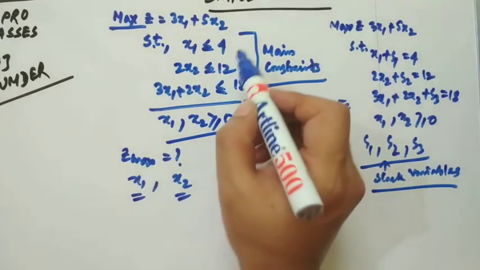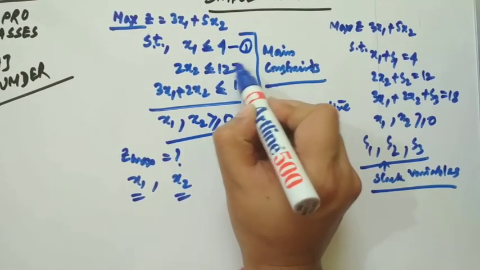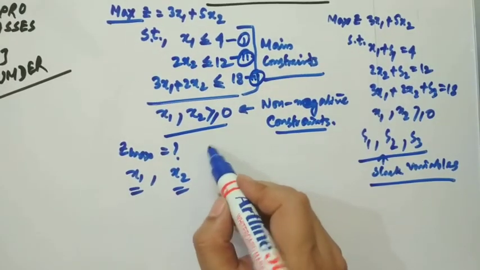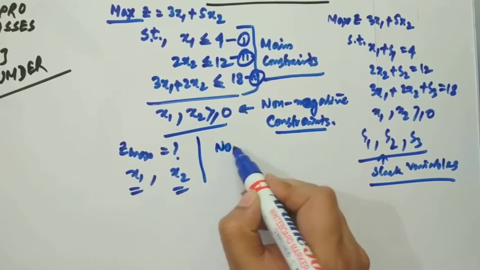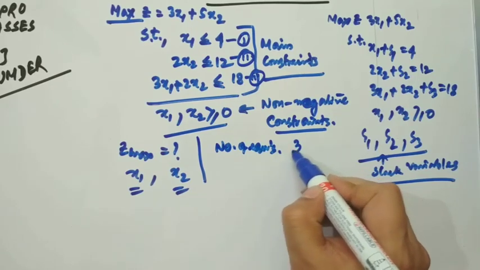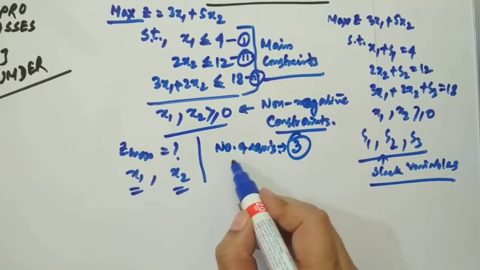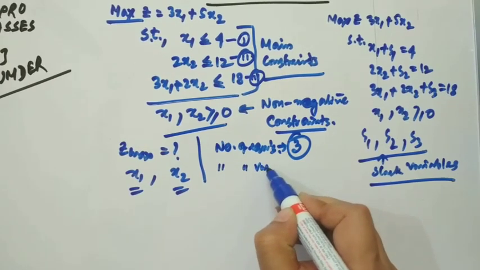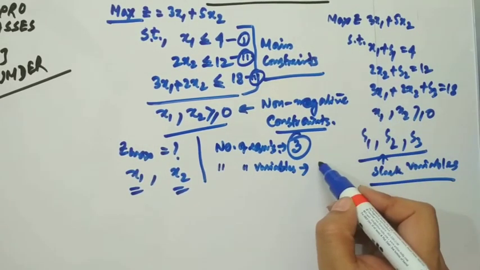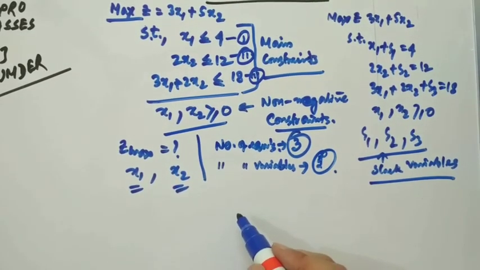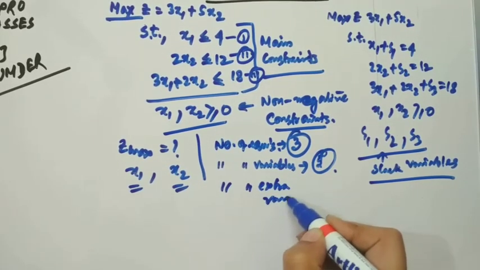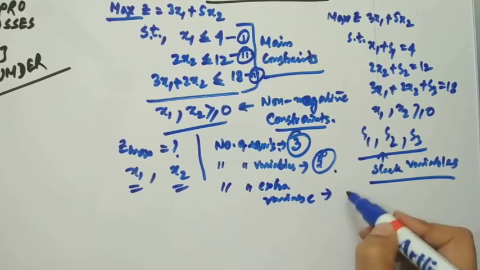Now if you see, this is equation 1, this is equation 2, and this is equation 3. So the number of equations is 3, but the number of variables you can see is 1, 2, 3, 4, 5. So the number of extra variables is 5 minus 3, that is 2.